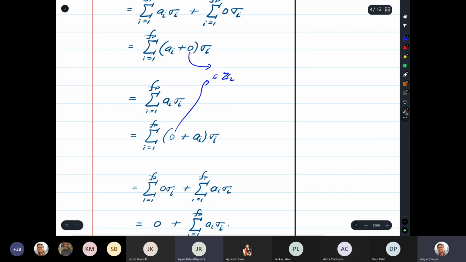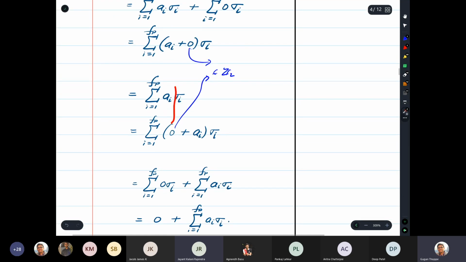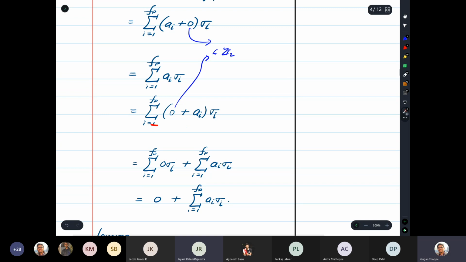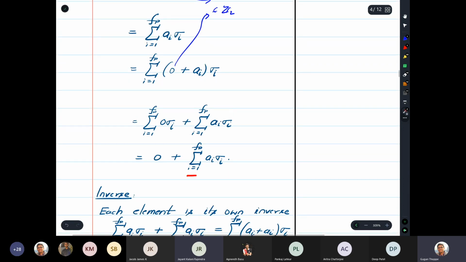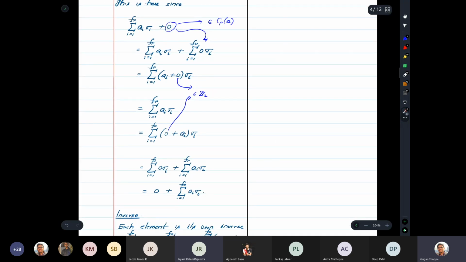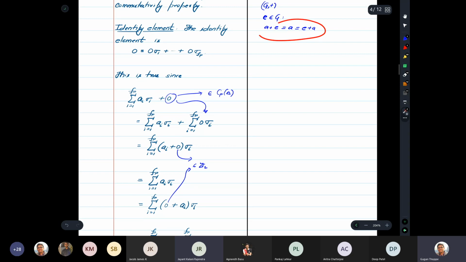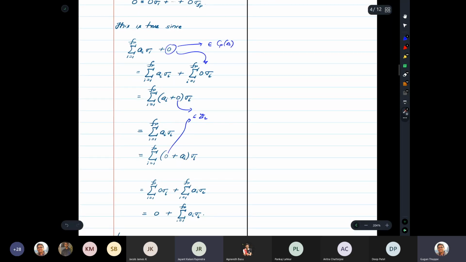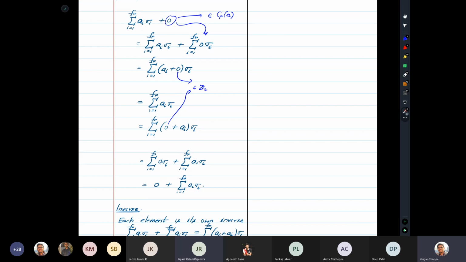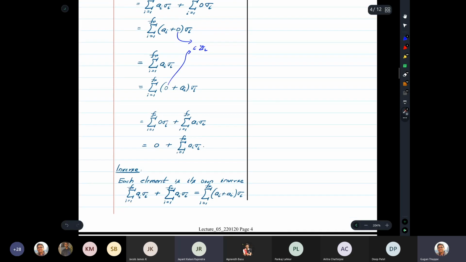So I hope you agree that these two relations hold, and from this I can write the sum as 0 plus summation ai sigma i, and this is basically 0 plus summation ai sigma i. So we have verified that this plus 0 is equal to 0 plus summation ai sigma i. We have verified this property that we stated over here, and because of this we have managed to show that indeed there exists an identity element, which satisfies the desired properties.